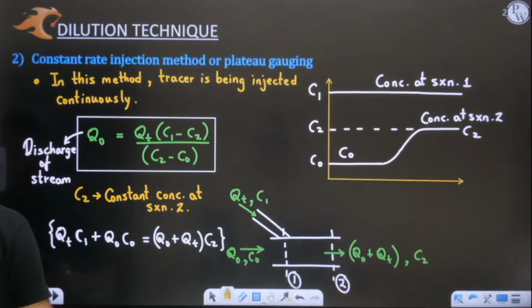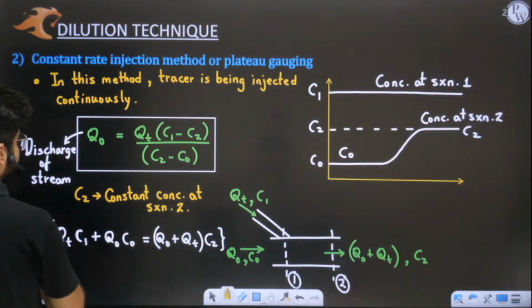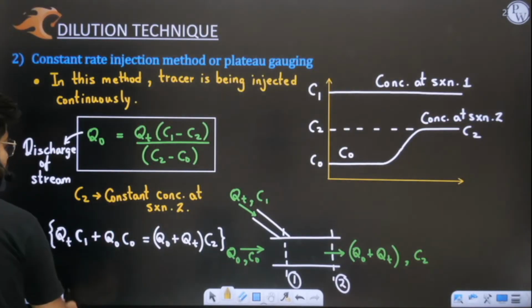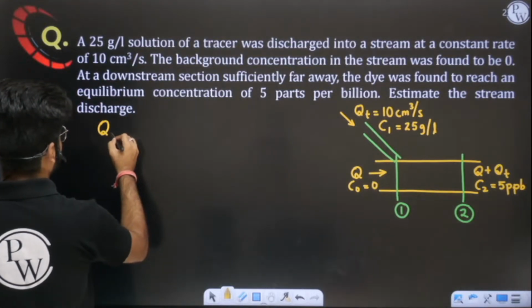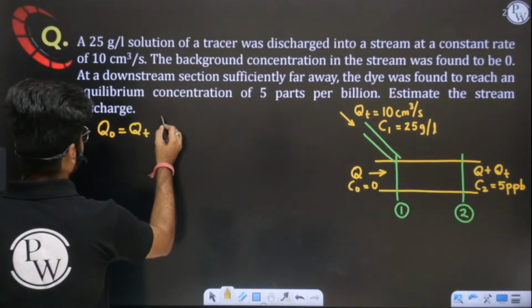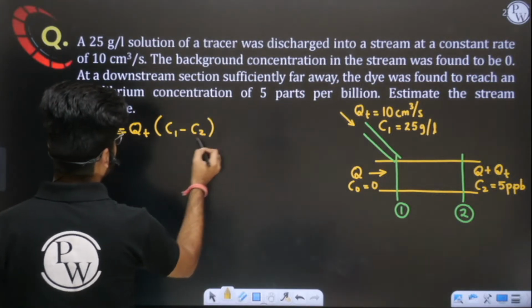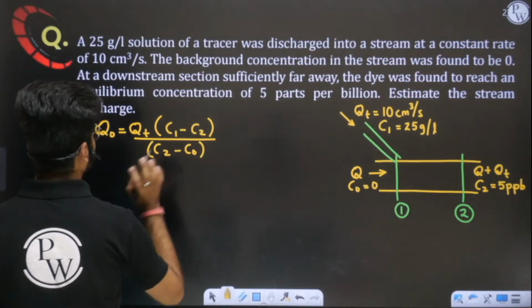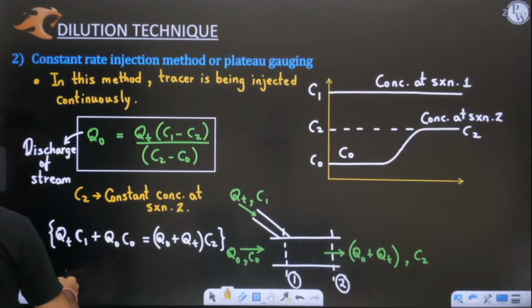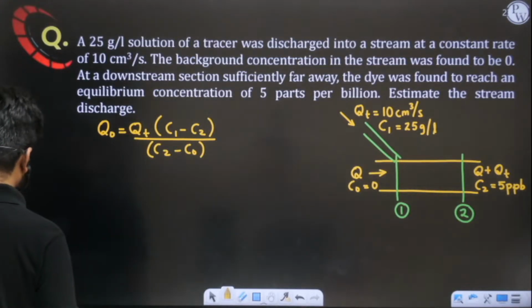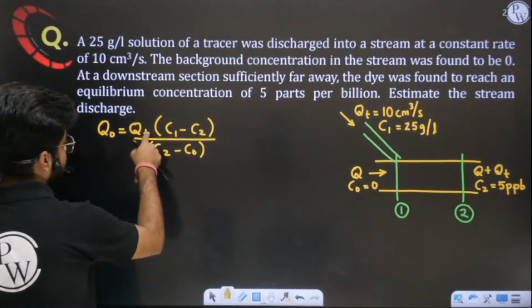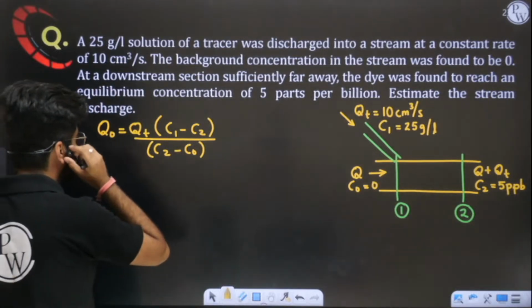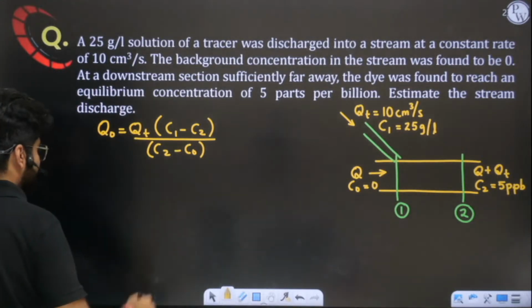Understood? Now if I want to find your discharge, I have to use this formula. The formula is Q naught equals QT times C1 minus C2 upon C2 minus C naught. So we will use this formula. Clear? Now we will write all the values. The discharge QT is given as 10 centimeter cube per second.